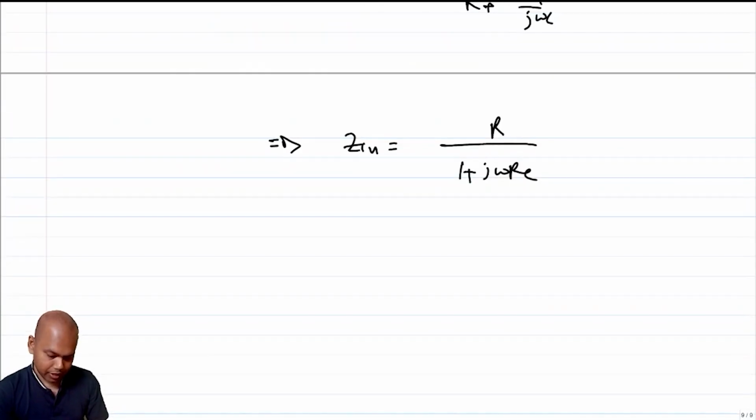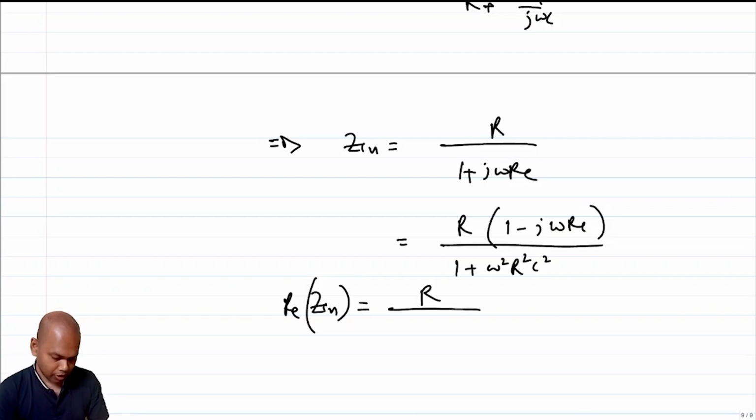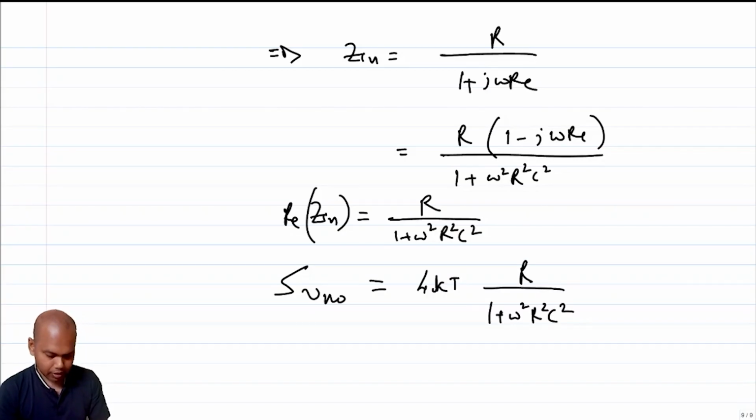Note that this is a complex impedance. So if I deconstruct it into a real part and an imaginary part, I'm going to get the real part of Zin to be equal to R/(1 + ω²R²C²), which means that my SVn,out is 4kT times the real part of Zin, that is 4kT times R/(1 + ω²R²C²), which is exactly the expression that we had gotten in the previous brute force method, right?